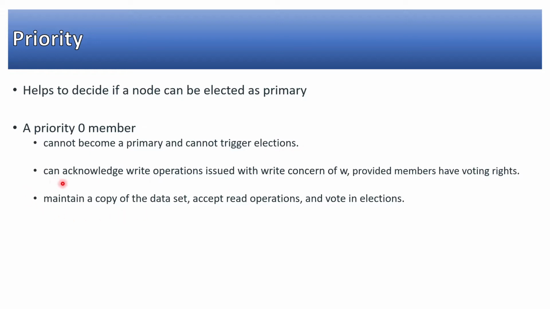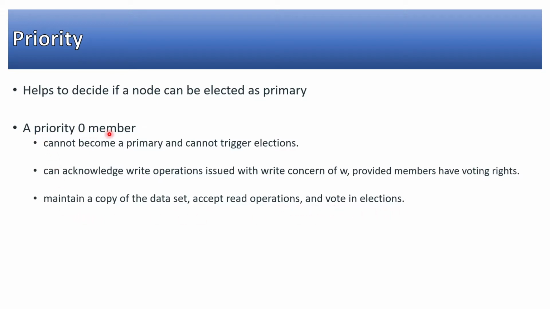However, it can acknowledge write operations issued with write concern of W. We will see what write concern is, and it must have voting rights. Then only it can acknowledge the write concern. It maintains a copy of the dataset, accepts read operations, and votes in elections.